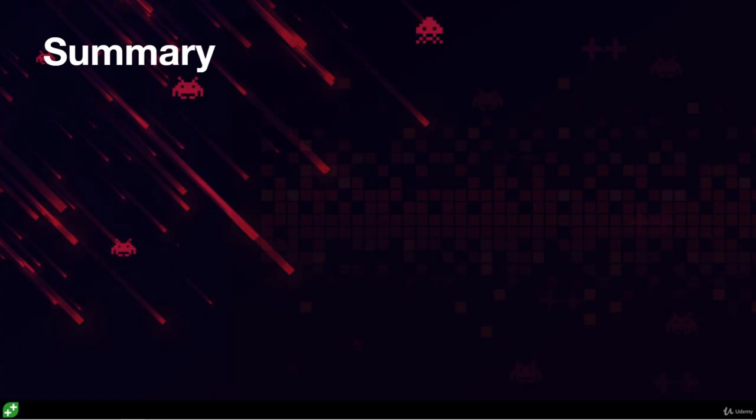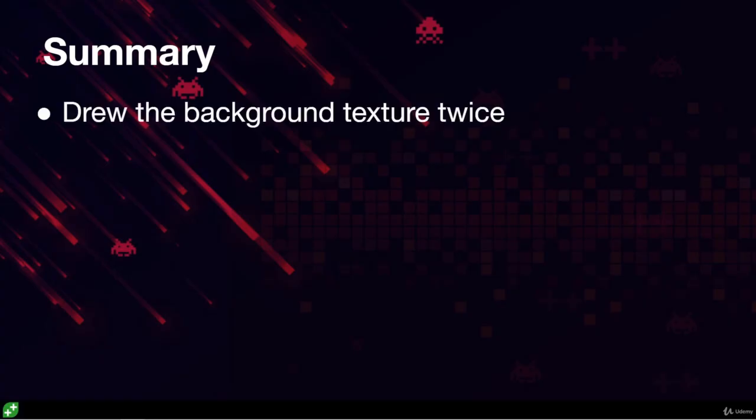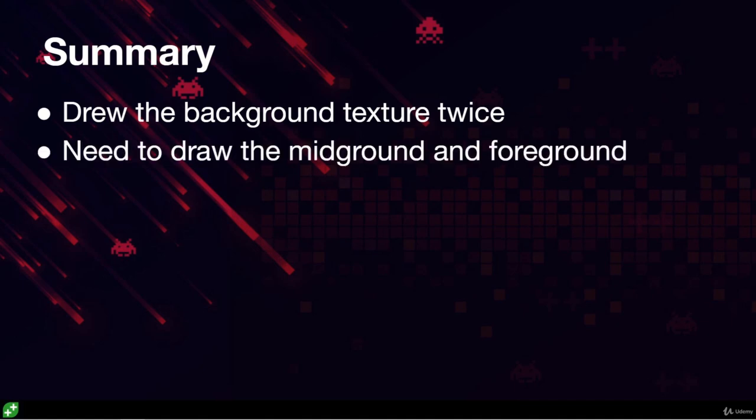So in summary, we drew the background texture twice and scrolled it to the left, resetting its X value as soon as it reached the background's width times 2. We still need to draw the midground and the foreground textures, and you'll be challenged to do that in the next video. I'll see you soon.